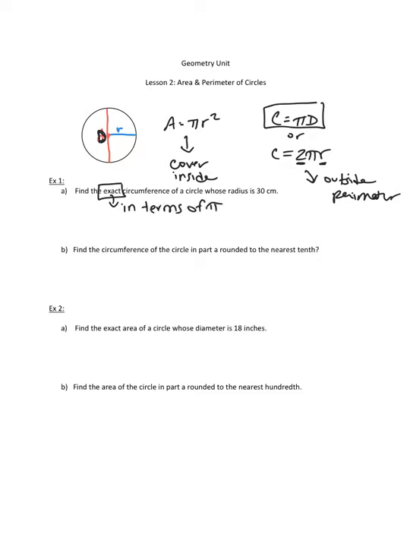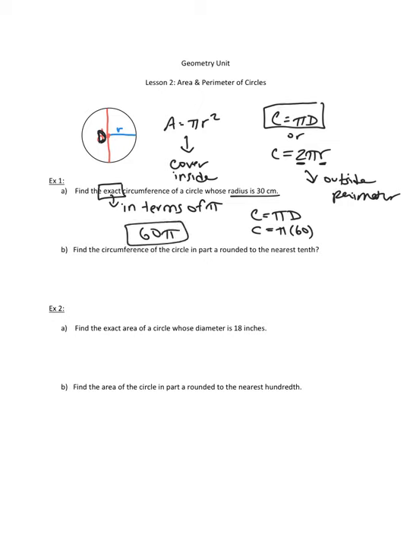So find the exact circumference for a circle whose radius is 30 centimeters. We want circumference, so we're going to use the pi d formula. The radius is 30. If the radius is 30, then the diameter has to be double that, 60. So circumference is pi times 60. And since they want it to be exact, we want to just leave it in terms of pi. So you would just express it as 60 pi.